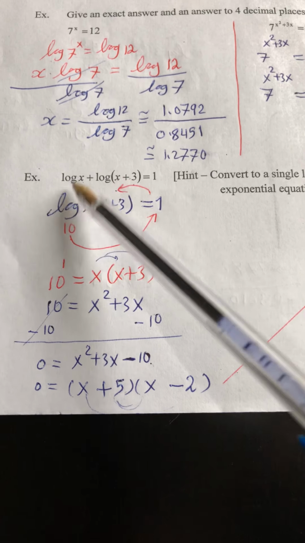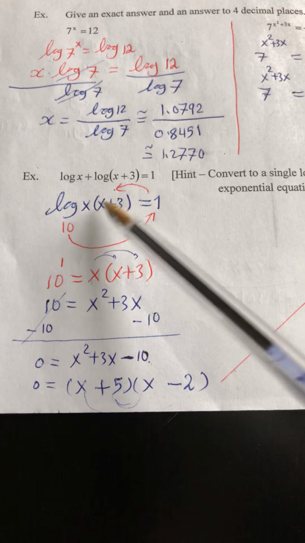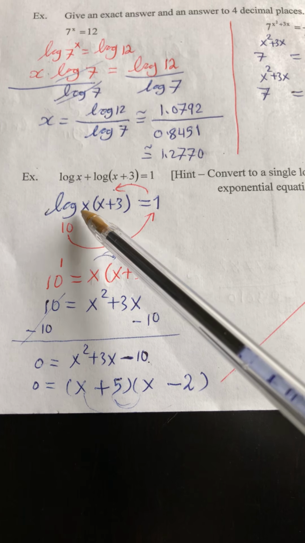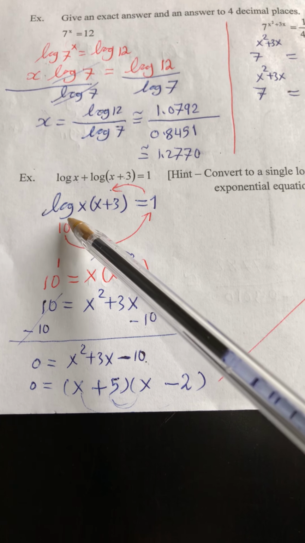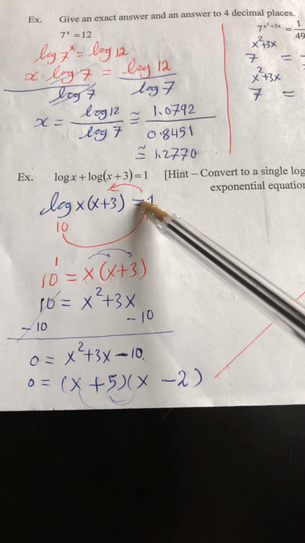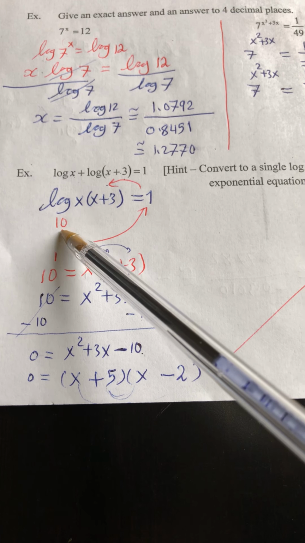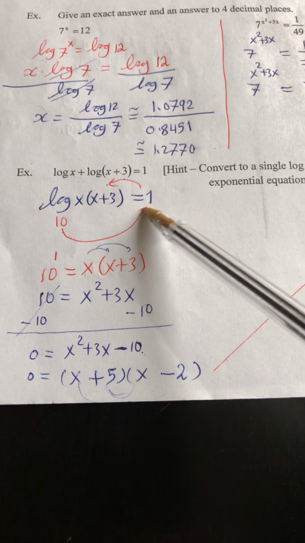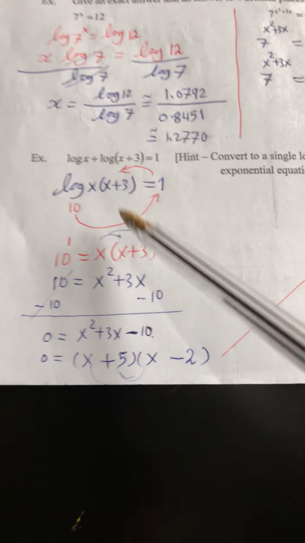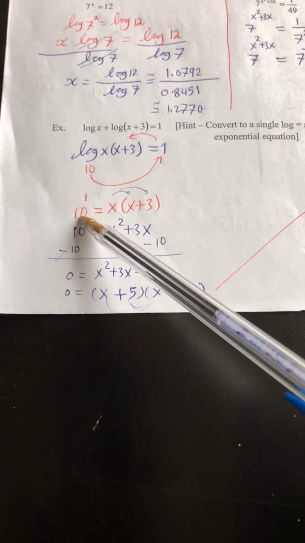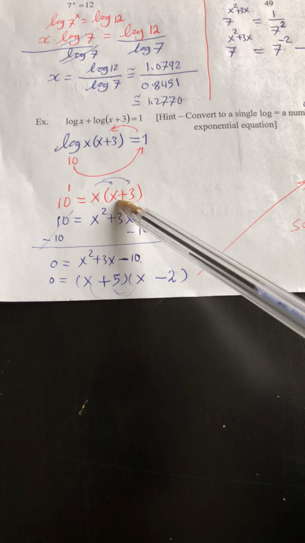Now the sum of two logs is the log of the product. So this is log of x times x plus 3 equals 1. Here the base is not indicated, which means the base is 10. So convert this logarithmic equation to exponential form: 10 to the power 1 equals x times x plus 3.